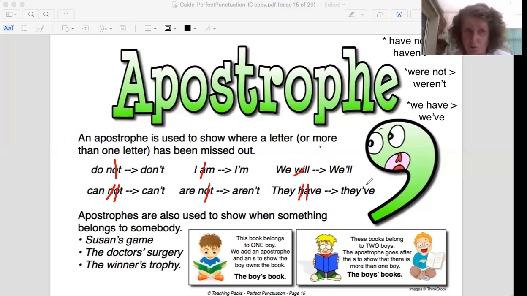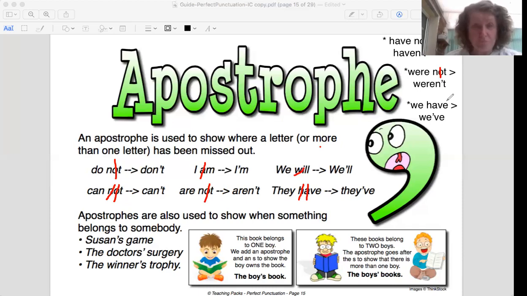I've added a few more at the top. Shall I have a quick look at those? Have not becomes haven't. There's again one letter missing, the O. Haven't. Have not becomes haven't. Were not. We were not there. This becomes weren't. Again, there's only one letter missing, but you have that apostrophe there to show where it's missing.